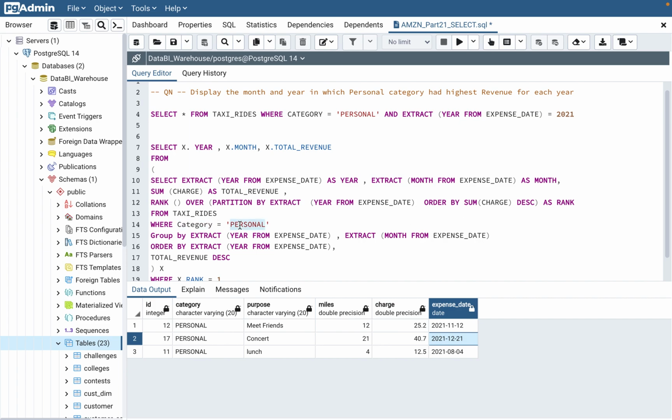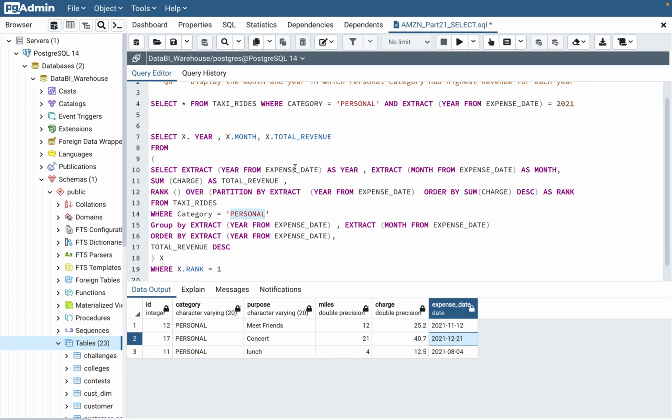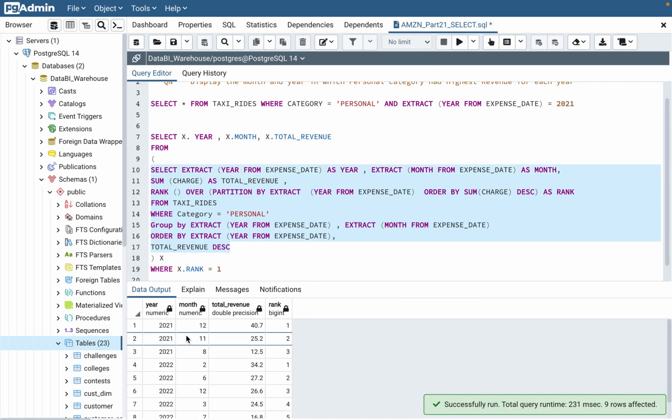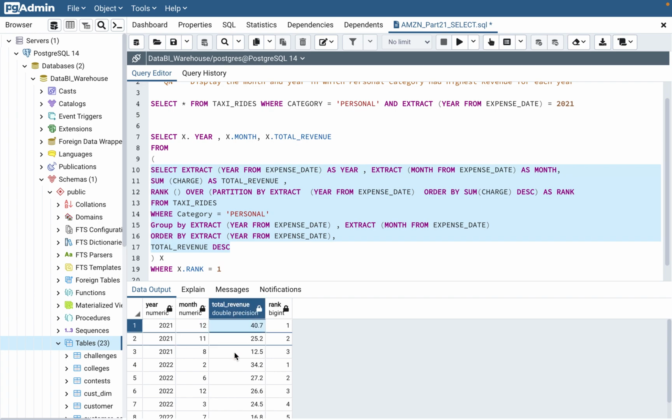Okay, so where category is equal to personal, because we need to put a filter. They are saying just give me for personal. And then when you use the sum function, which is basically an aggregate function, you need to use a group by. So group by will be by year and month. If you run this query, what data will it give you? It will rank by year, and for 2021, month 12, 40.7 is the highest. For 2022, 34.2 is the highest. So that should be an answer, and that's what we thought.